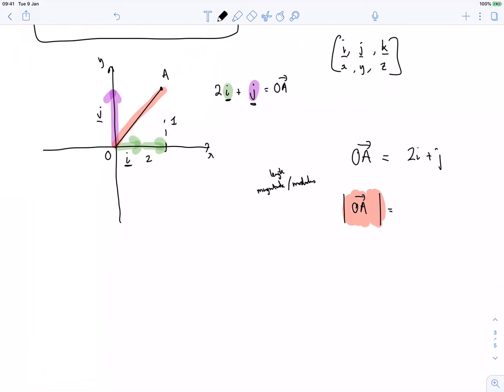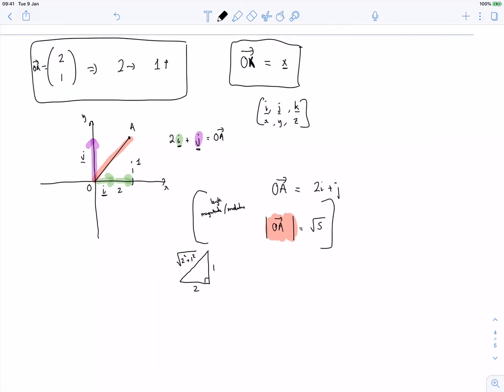And that's quite easy when you think about it, because essentially what's going on here is we've got a triangle with a base of 2 and a height of 1. It's a right-angled triangle because x and y are perpendicular to each other. So all we need to do is the square root of 1 squared plus 2 squared. And you can tell quite quickly that this is just going to be the square root of 5. So this is what we're talking about when we want the length or the magnitude of a vector.